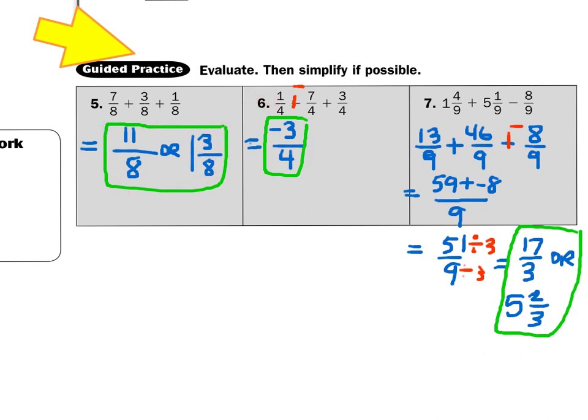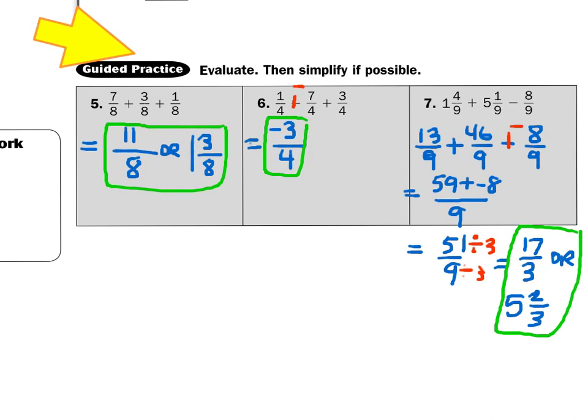Take a look at number 6. I have 1 over 4 minus 7 over 4 plus 3 over 4. Well, whenever you see a minus, I want you to add a line and change the sign of what comes after it. And so notice that the denominators match. They're all 4s, so I copied the 4 in the bottom, and then I just add the numerators. 1 plus negative 7 gives me negative 6. Negative 6 plus 3 gives me negative 3. So I just have negative 3 over 4, and I box my answer.